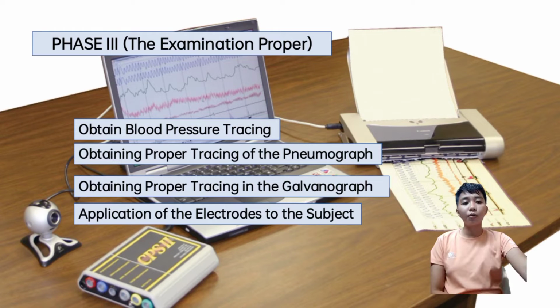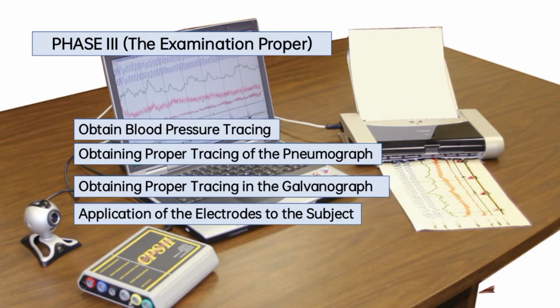Application of the electrodes to the subject. Position the hands or tips of the fingers for convenience. Adjust the sensitivity. Sensitivity test. Have the subject take a deep breath, or touch the subject's ear or neck, or make a quick motion within the subject's line of vision.